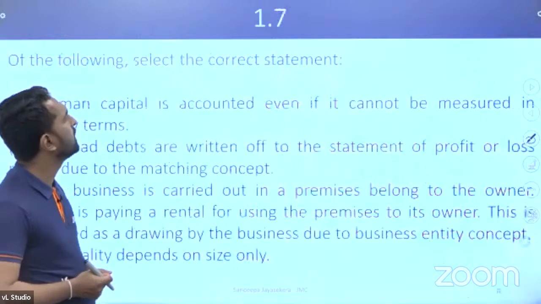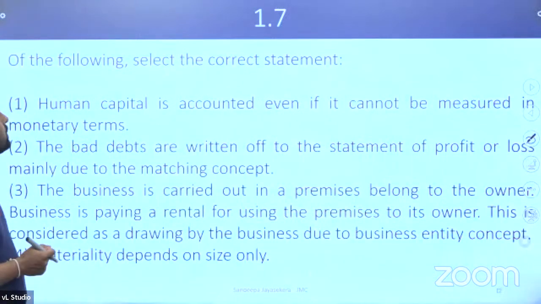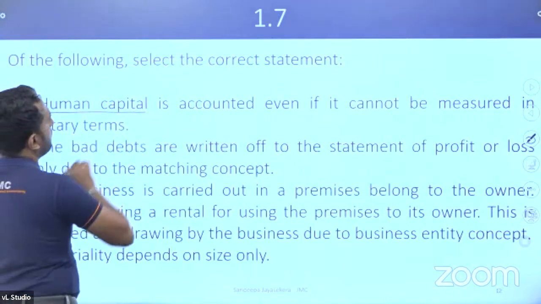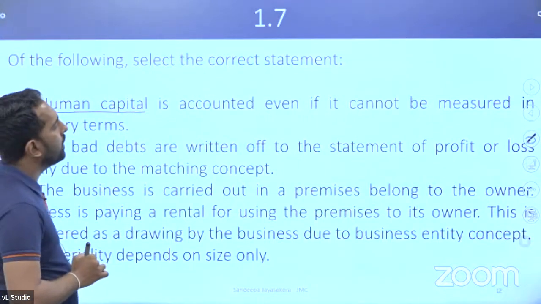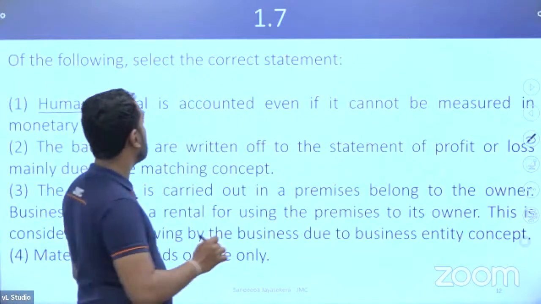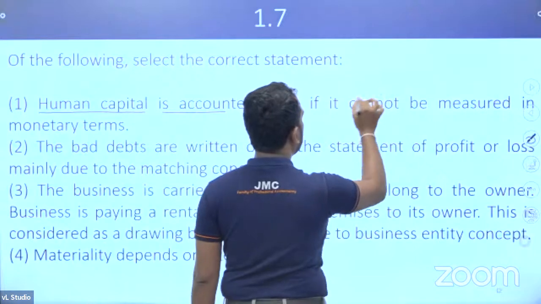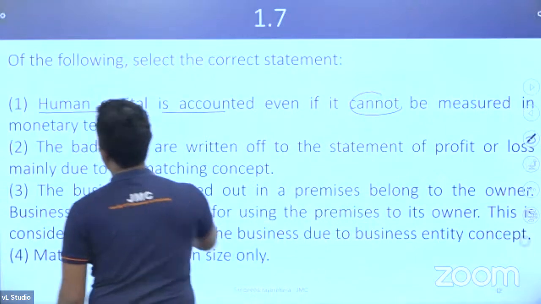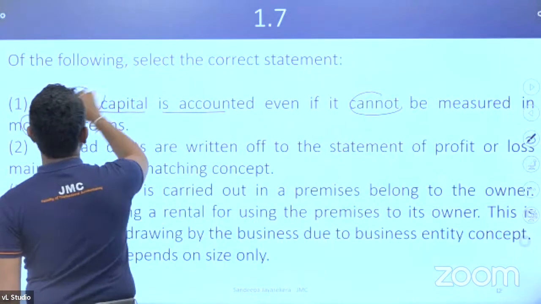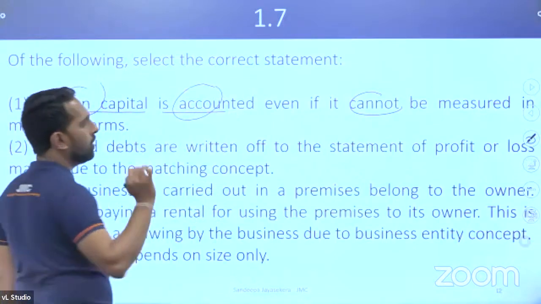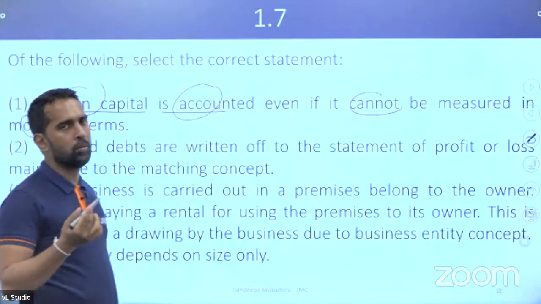Let me move on. Question number 1.7. Of the following, select the correct statement. Right, we'll see. Human capital is accounted even if it cannot be measured in monetary terms.